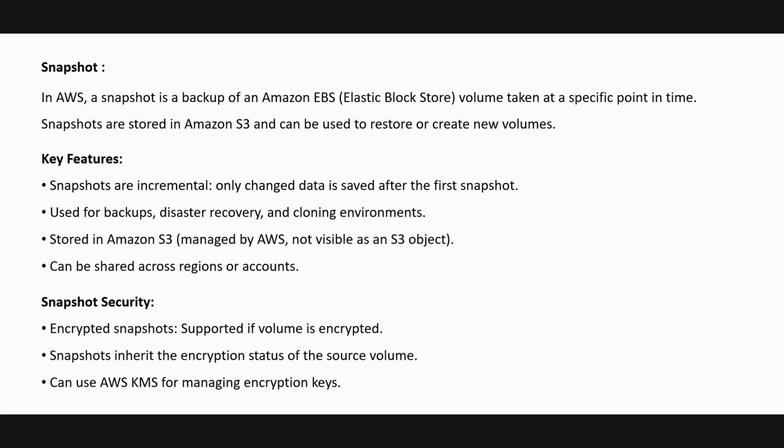It is used for backups, disaster recovery, and cloning environments. It is stored by Amazon S3, one of the Amazon Web Services. And it can be shared across regions, so it is a regional snapshot. Snapshots are managed by Amazon in multiple regions, but we don't know which region holds our snapshot. Amazon stores the snapshot in multiple regions, but not in the same availability zone. It will store snapshots in different availability zones.